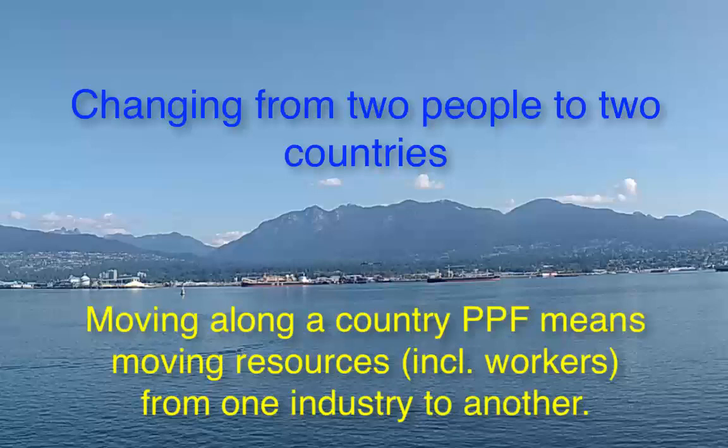So if you're going to shift between apple production and orange production, you're going to take the workers who are working in your country in apple production, and you're going to move them into the production of oranges. And if you've got resources like capital equipment and machinery and trucks and things like that, you're going to move those out of production of one good into the production of another. So moving up and down the PPF for a country means shifting people's responsibilities and work from one industry to another industry.